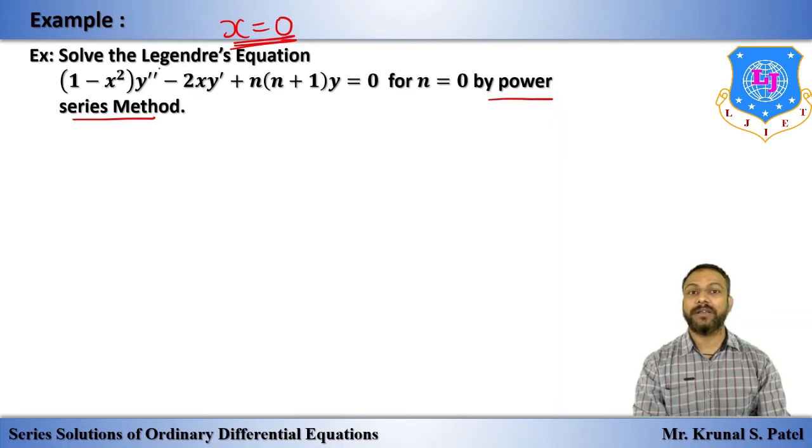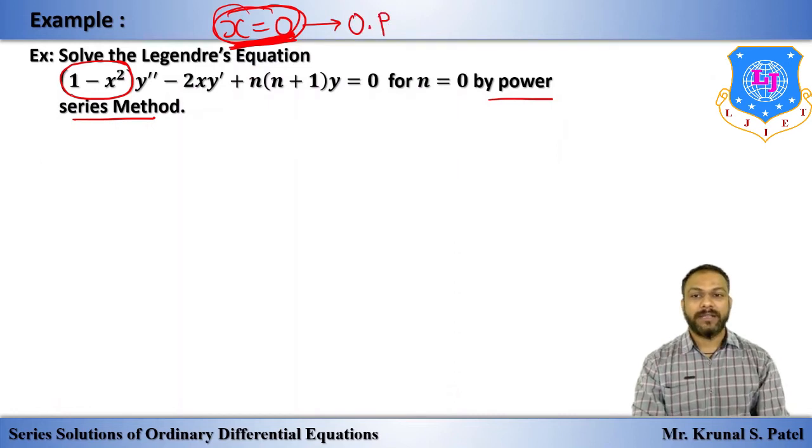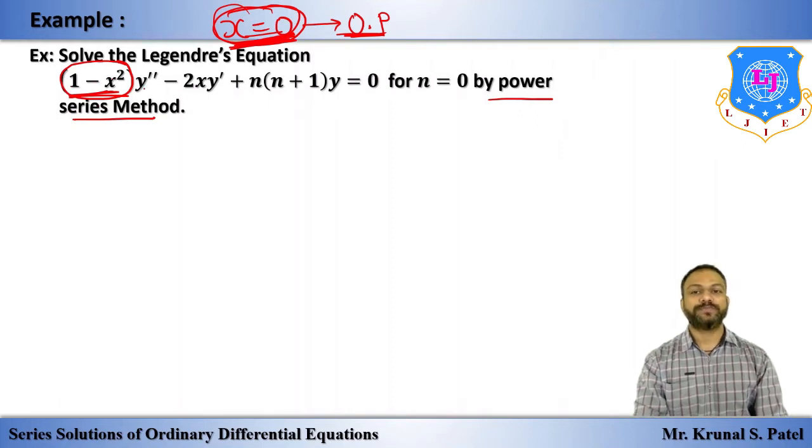So for that I am giving you a shortcut: you have to check only the coefficient of y double dash. If the coefficient of y double dash becomes 0 at x is equal to 0, then x is equal to 0 is a singular point. If the coefficient of y double dash is not equal to 0 at x is equal to 0, then x equal to 0 is an ordinary point. So we just check that the coefficient of y double dash should not be 0. So here, if you put x is equal to 0, 1 minus 0 becomes 1, that is non-zero. So here x is equal to 0 is an ordinary point. This is a shortcut method.